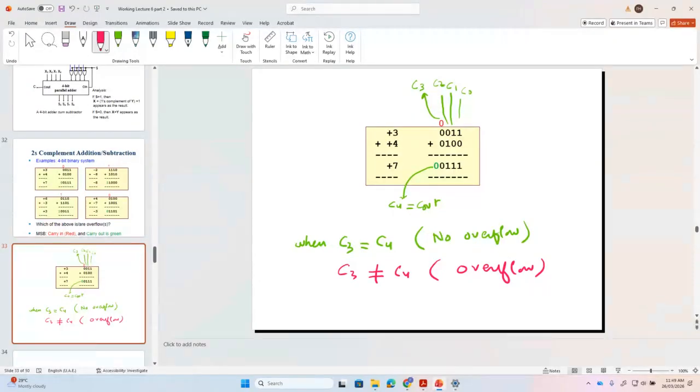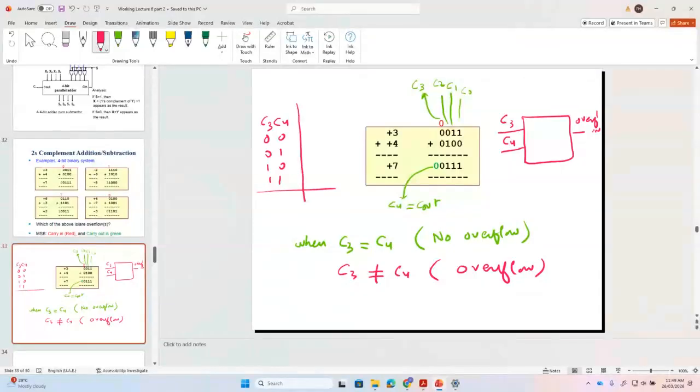So can you see now the overflow bit depends on what? Help me. C3 and C4. Now if you draw the truth table for C3 and C4, how many combinations are there? 4 combinations: 0,0, 0,1, 1,0, and 1,1. Now can you see here, in this case, are they same or different? The same.